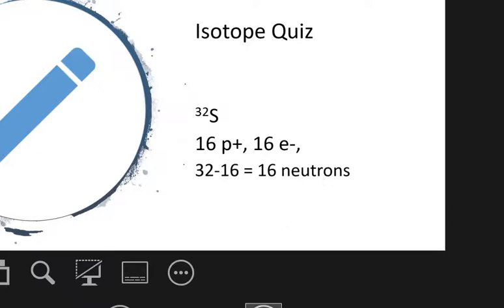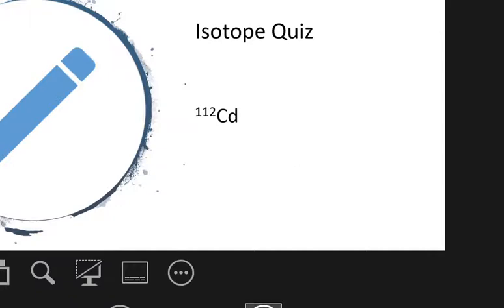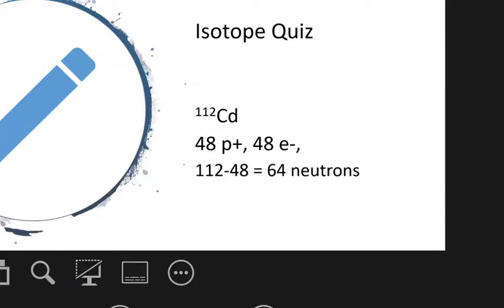All right, let's look at another one. If I do cadmium-112, I look on the periodic chart of the elements and I find that it is number 48 on the chart, which means I have 48 protons, 48 electrons, and if I want to know the number of neutrons, I take 112, subtract 48 from it, and that will give me the number of neutrons. See? Nice, simple math. I'm going to leave the rest of these for you to do in the notes, but that is how we figure out the isotopes.